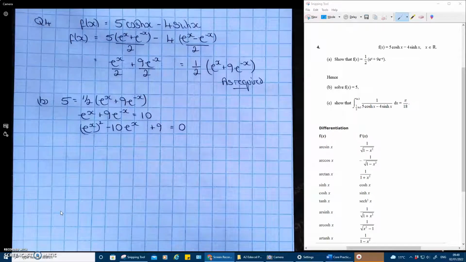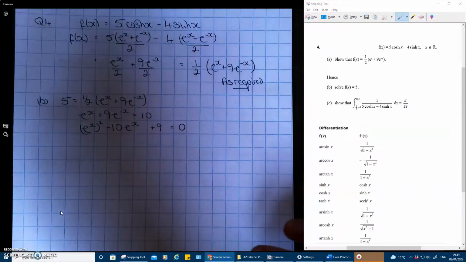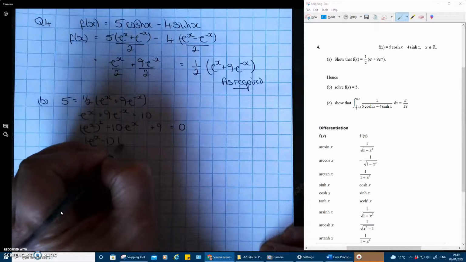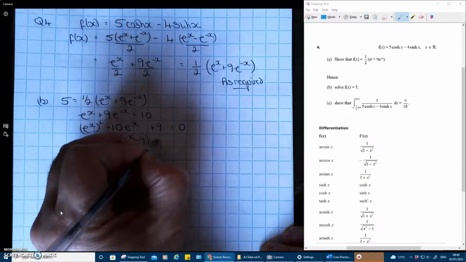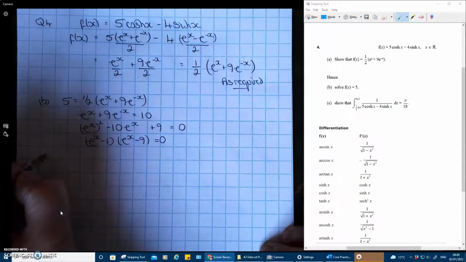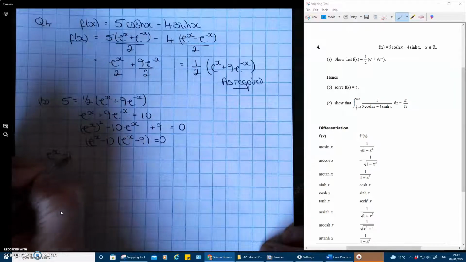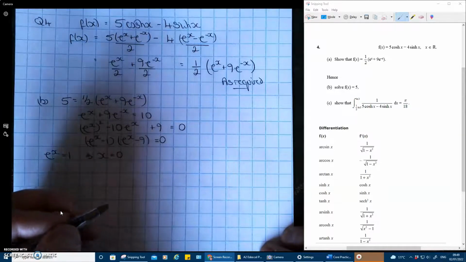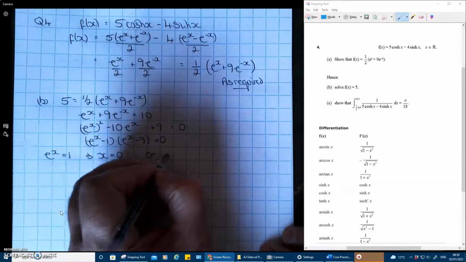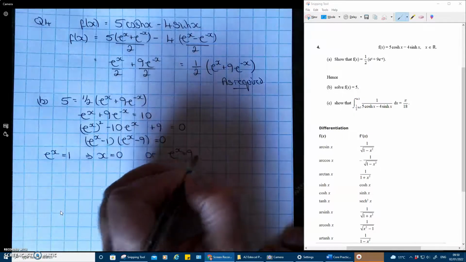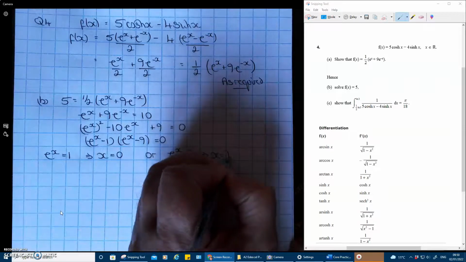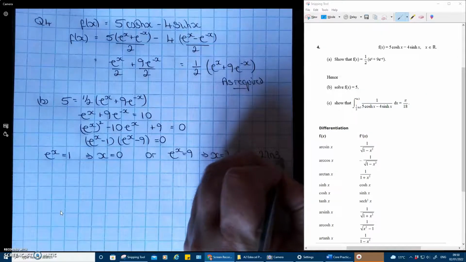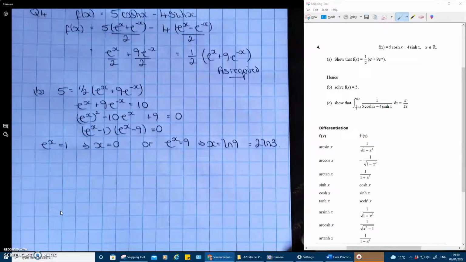Okay, so I've got a quadratic now in e to the x. This will factorise. I could use the quadratic formula, but I don't need to. So I've got e to the x equals 1, which gives me x equals 0, or e to the x equals 9, which implies x equals log 9. And 9 is 3 squared, so 2 log 3. Okay, part C.